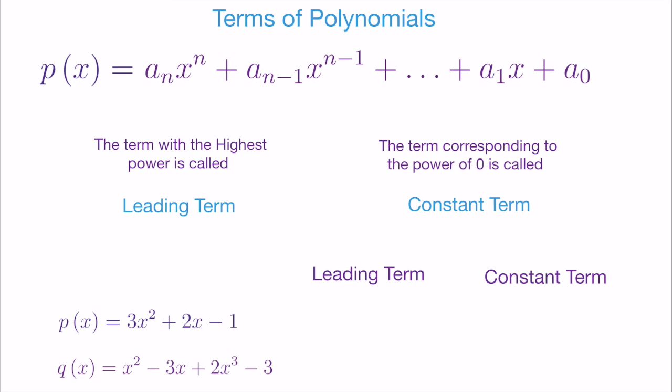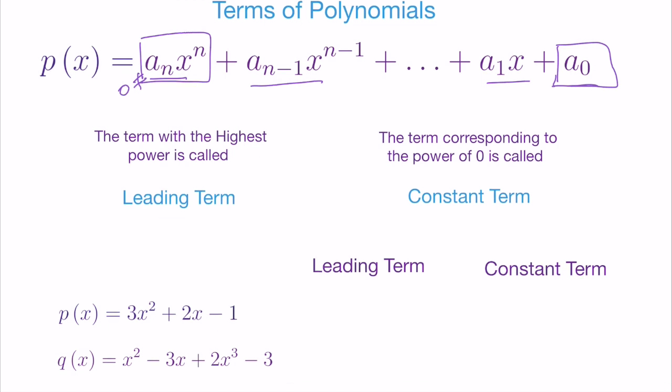Okay, now we talk about terms of polynomials. Each piece you see here is a term. Whatever is separated by a positive or a negative sign. The term with the highest power is called the leading term. In this case, it's going to be this one here, provided that an is not 0. We'll see later why it's called leading term. And the constant term is the last one here. So these are two terms that are really important for our polynomials, the leading term and the constant term. It's called constant because you don't see a power of x here. It's just a 0 power, so it's just 1.